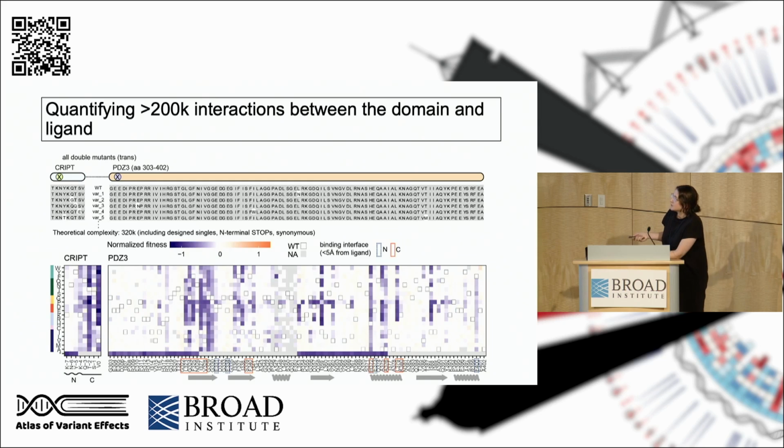And just as a sanity check, we can see that the single mutant data that comes out of the scan recapitulates what we know about the most severe effects to binding being at the binding interface. And in the ligand, the most severe effects are in these two constrained residues in the structured part of the motif.